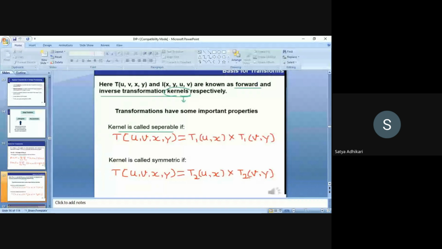Inverse transformation, kernel separability. Transformation has some important properties. A kernel is called separable if T(u,v,x,y) is equal to T1(u,x) and T2(v,y). A kernel is called symmetric if T1(u,x) equals T2(u,v). So these are two properties of the kernel.